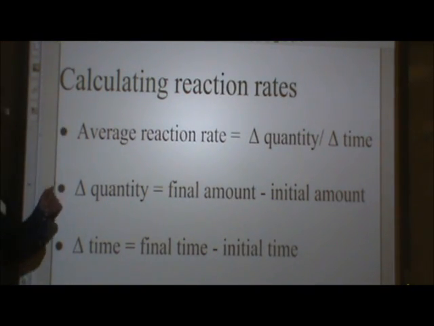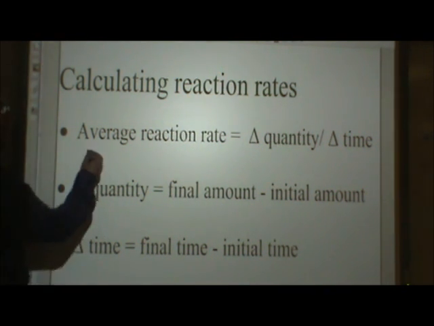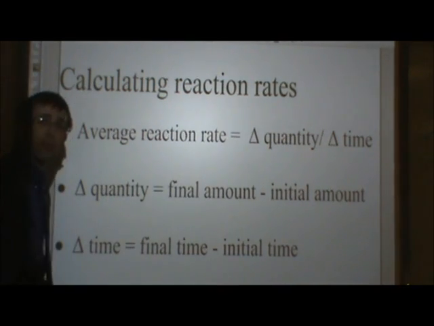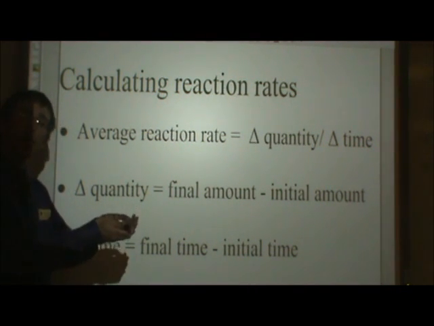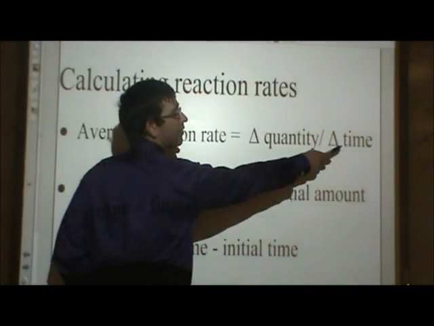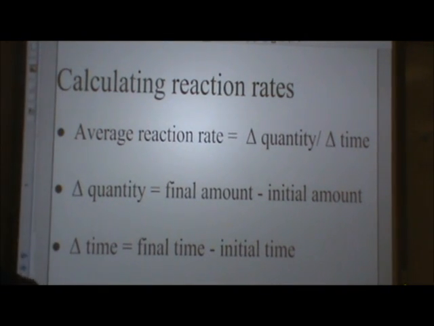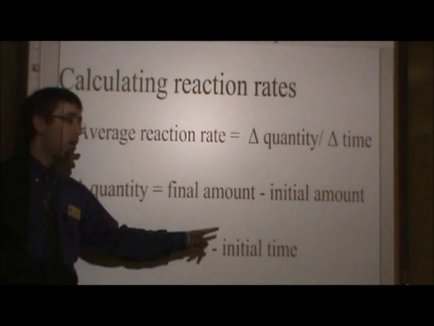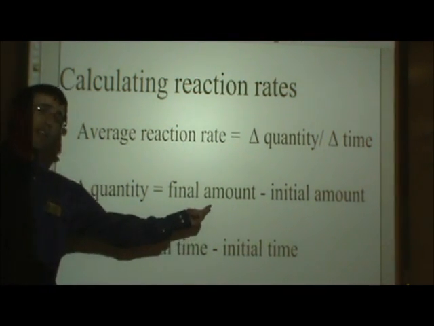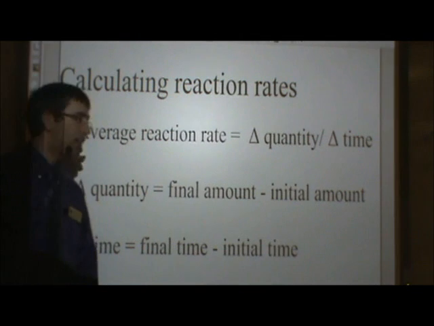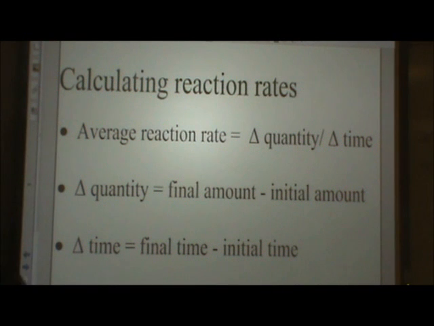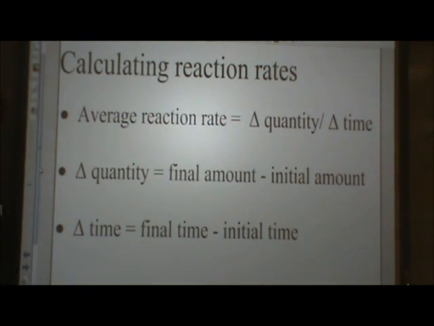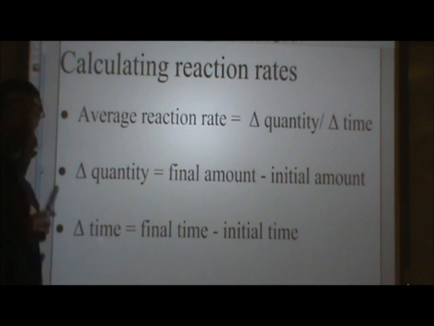With all that being said, here's our lovely calculation. We're just going to do average reaction rates for this class. So the average reaction rate is, there's that symbol again, delta quantity, which means the change in quantity, the change in how much concentration you have, divided by delta time, which means the change in time. Delta quantity is the final concentration, it says amount there, that means concentration, minus the initial concentration. Delta time is the final time minus the initial time, alright? So right here is how we're going to calculate your lovely reaction rate.